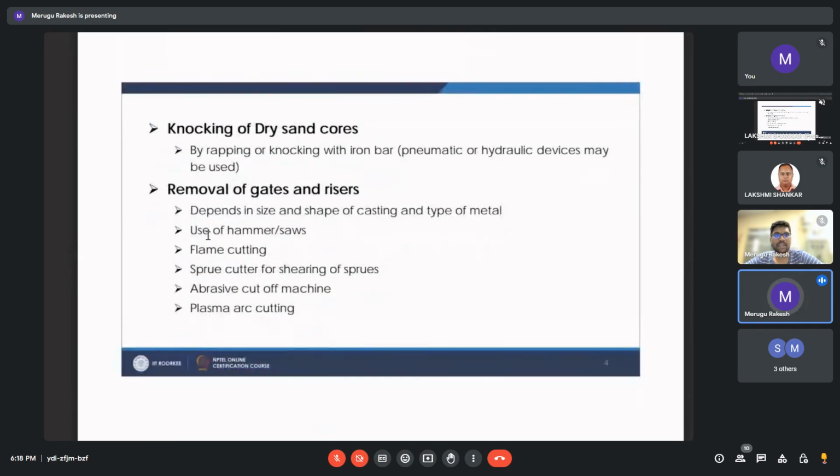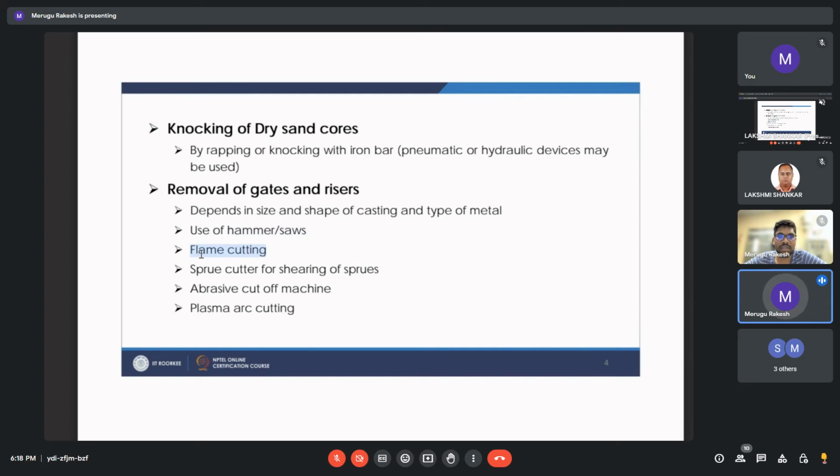So first thing is the knocking of the dry cores. This is simply rapping or knocking with an iron bar, or a pneumatic or hydraulic device may be used in order to break the sand mold so that we can take out the casting. Then we follow by the removal of the gates and risers. This removal depends on the size, shape, and metal of the casting. We can use hammer and saws. We have to keep in mind that if the casting is sensitive, then we should be careful while using the hammer or saw. Then we can use flame cutting directly.